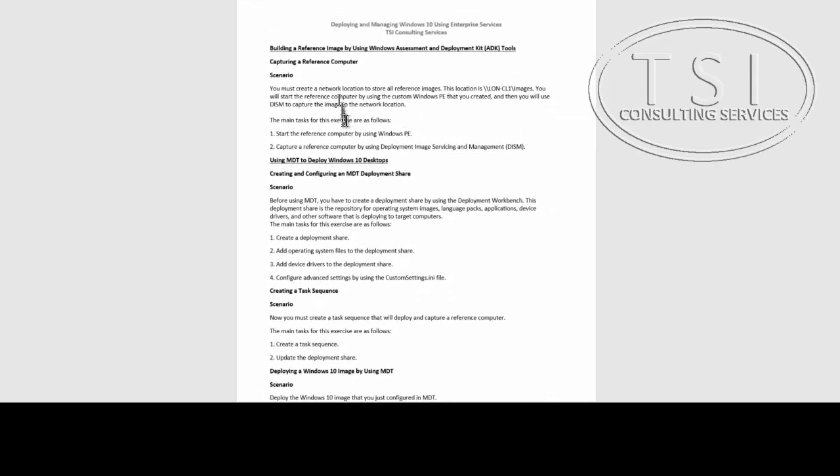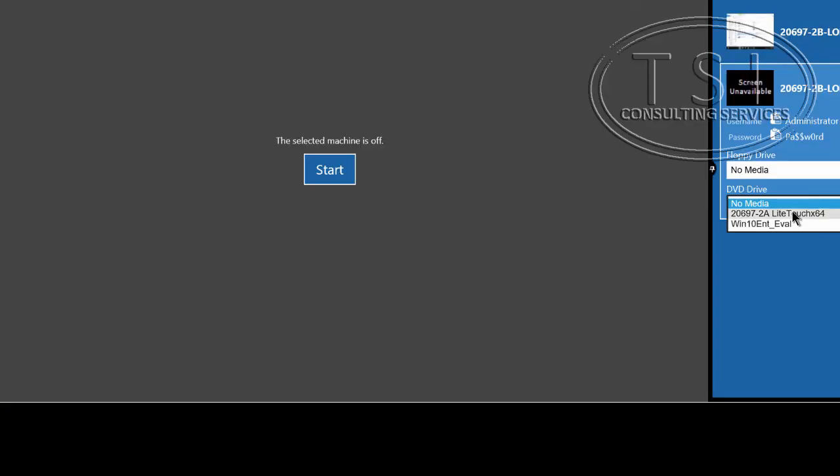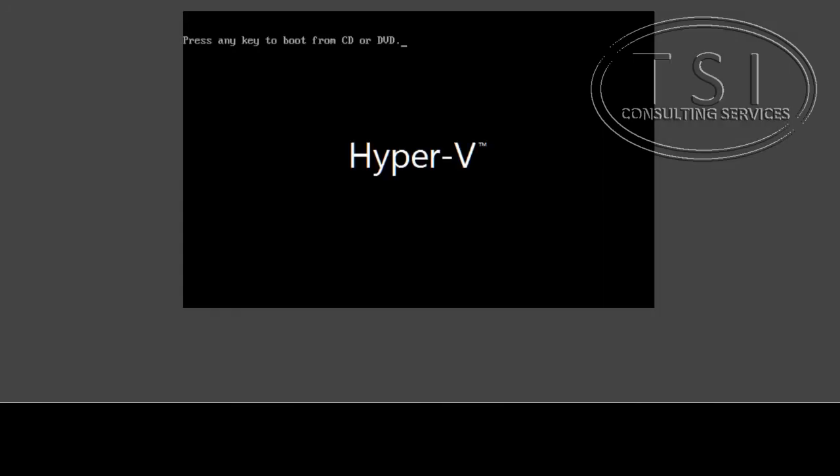Now the next thing I'm going to do is capture a reference computer. I'll start the reference computer by using Windows PE, and I'll capture it by using DISM. So I'm going to start it up right here. I'm going to boot it from the DVD. By the way, in this one I've used Light Touch 64, but the other one you might see WinPE x64. See if yours has that one.